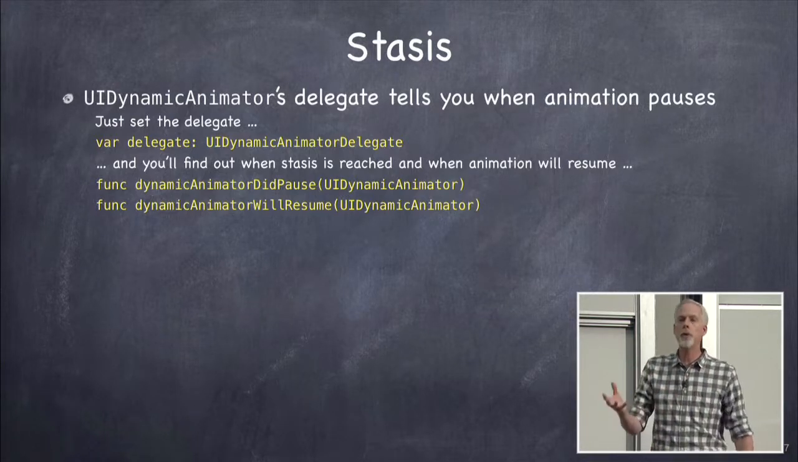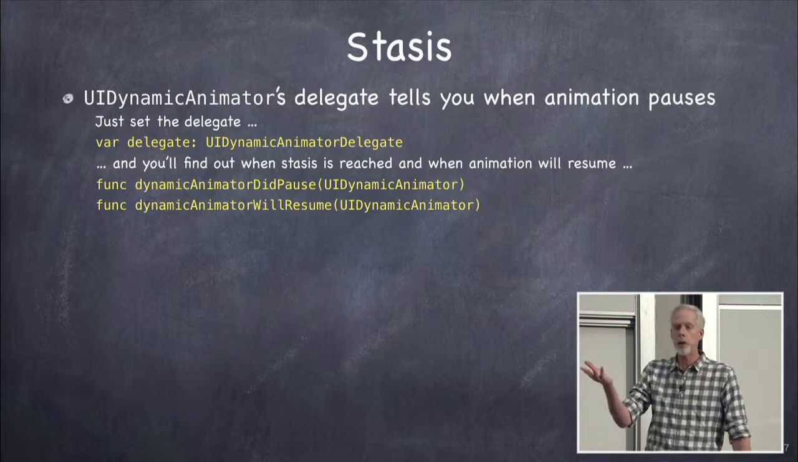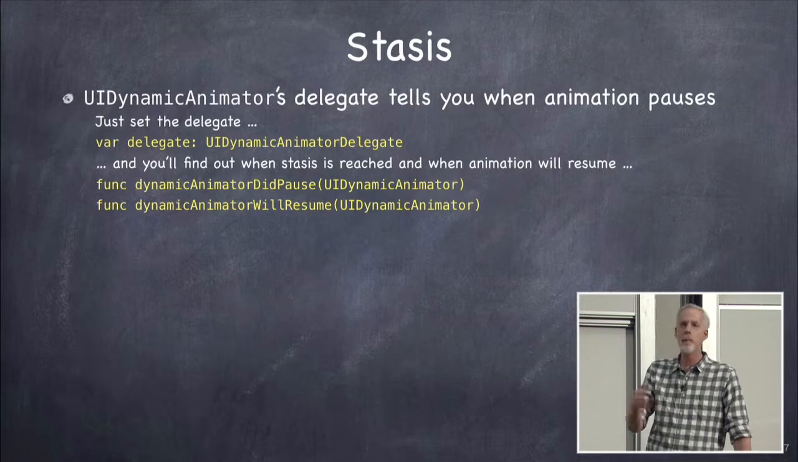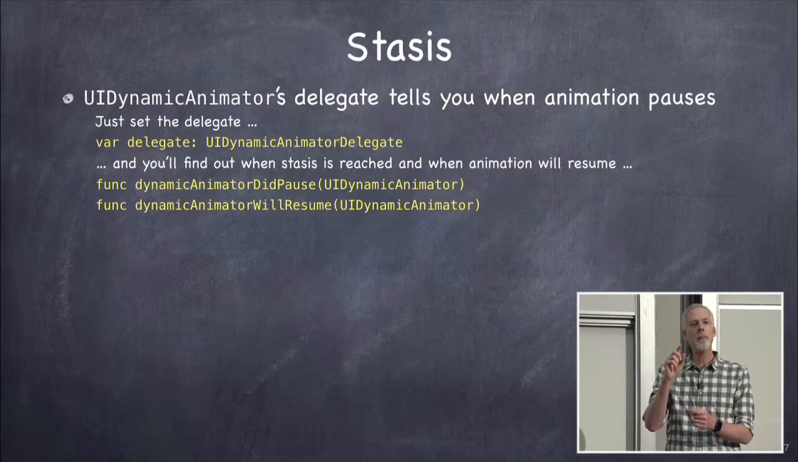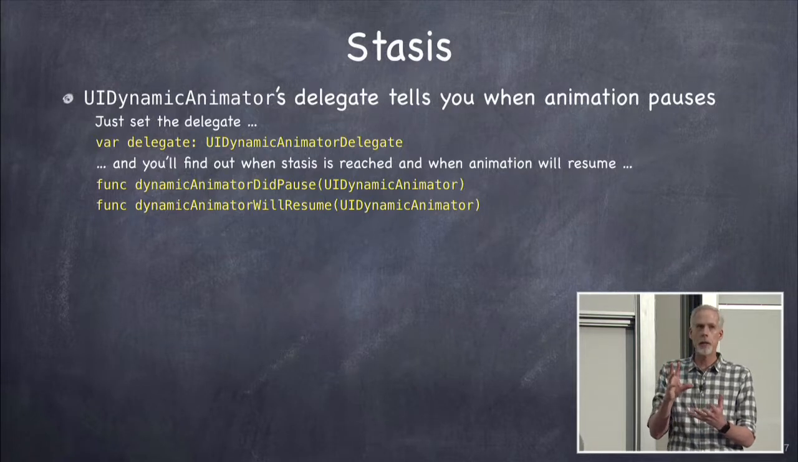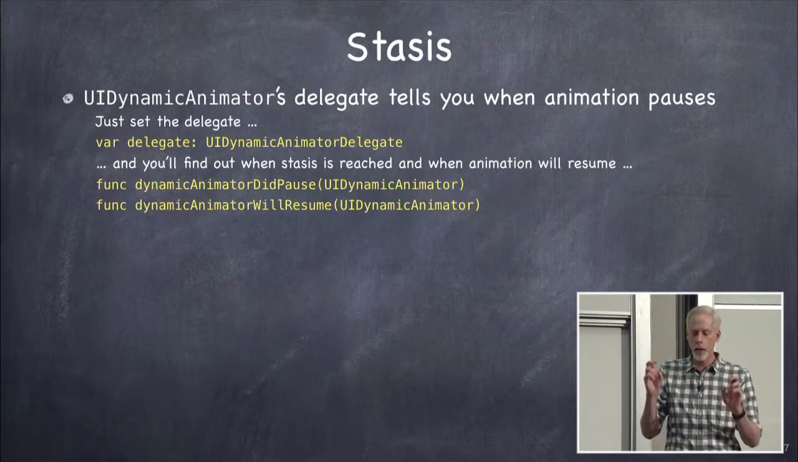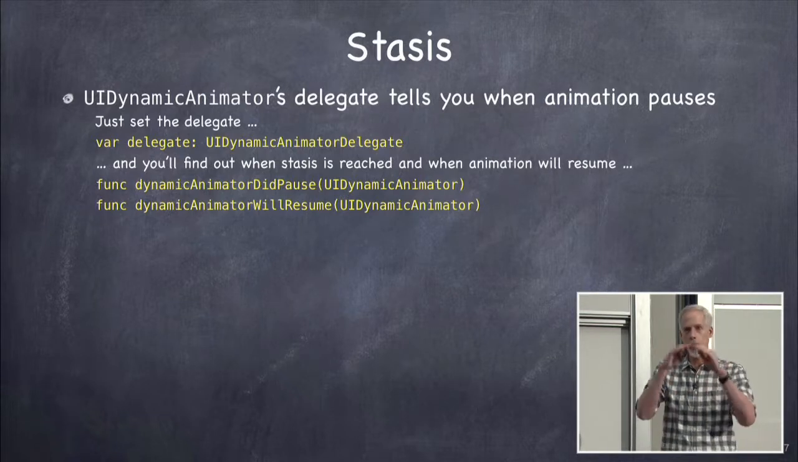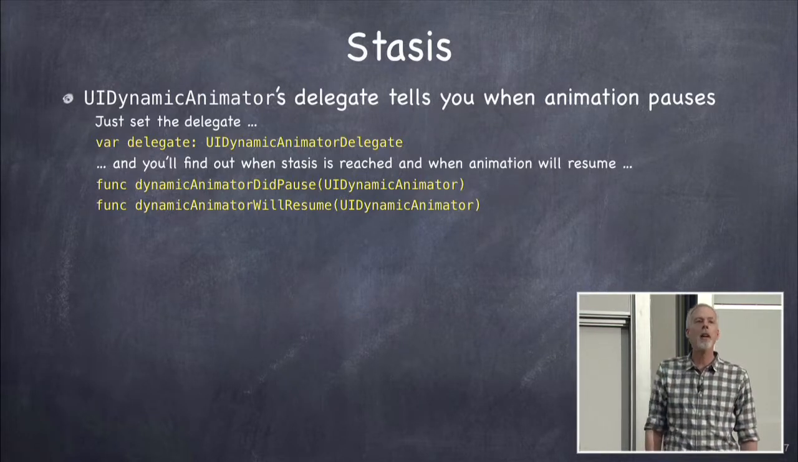Now, you don't always reach stasis. In our little asteroid space game, it's never going to reach stasis because the asteroids are always flying by, constant asteroid activity. But in the flip up from the bottom, it does reach stasis. So if you want to find out when it reaches a stasis, you just set yourself as the UI Dynamic Animator's delegate, that top level animating controller thing, and it'll tell you.